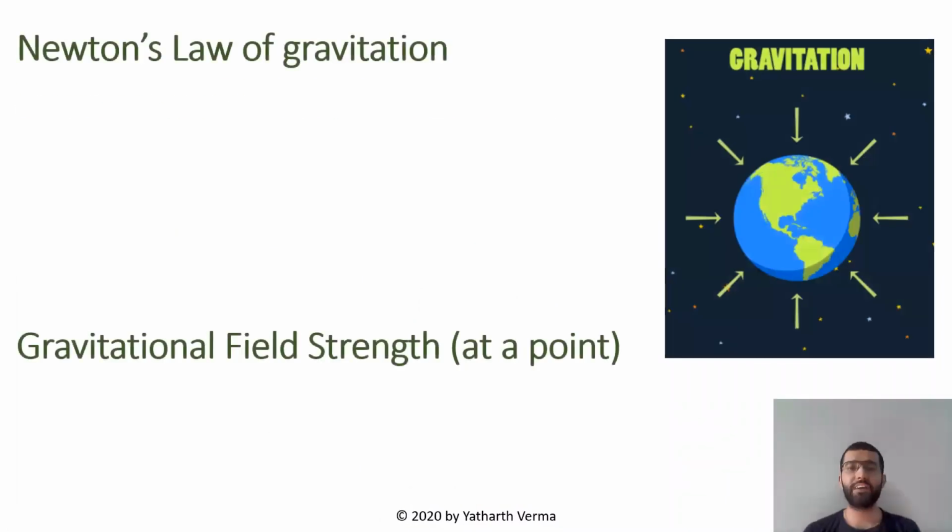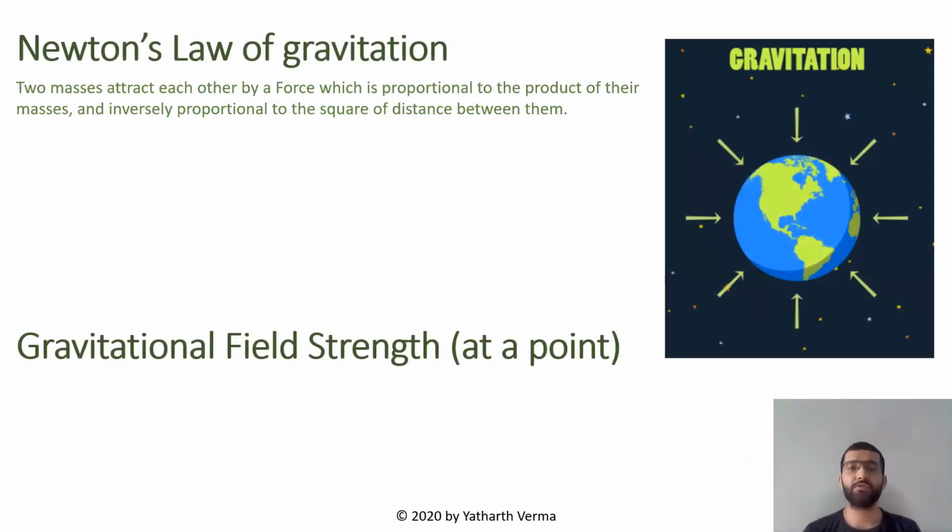So gravitation, all of us know that the Earth has a gravitational pull in certain space around it. The Earth is pulling objects through its force of gravity, and that is shown by these arrows. Gravity is a very familiar concept, but there was a scientist, Newton, who told certain very good things about gravity.